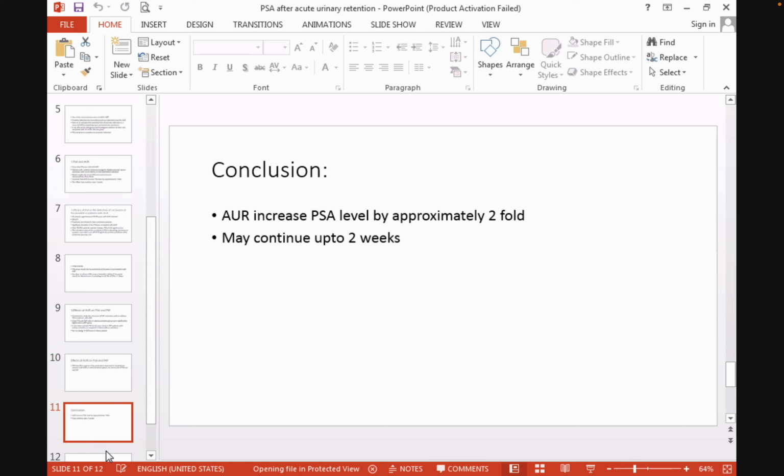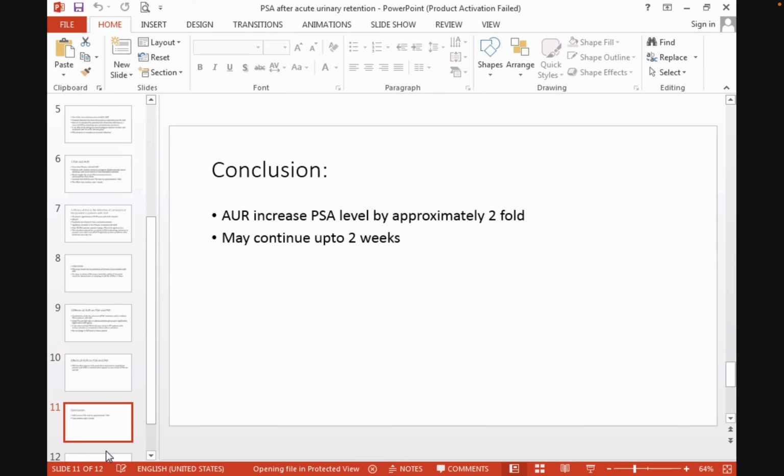Sir, if the PSA after retention comes between 10 to 20, clinically the prostate is normal, there is no nodular hardness. So now shall we tell that patient you should wait for 2 weeks or we can go ahead with MRI?